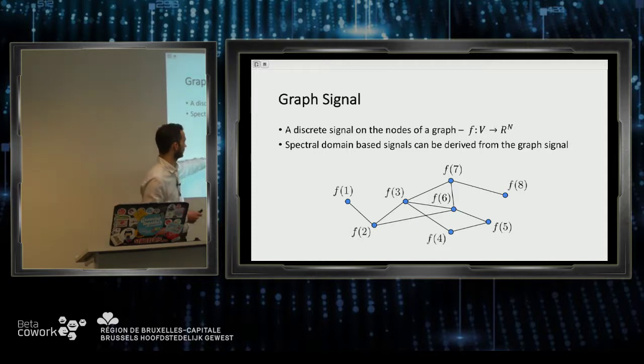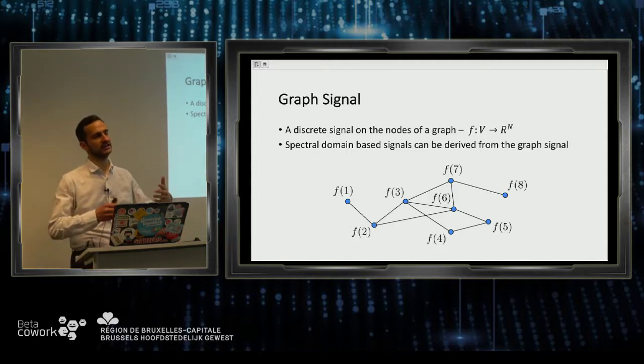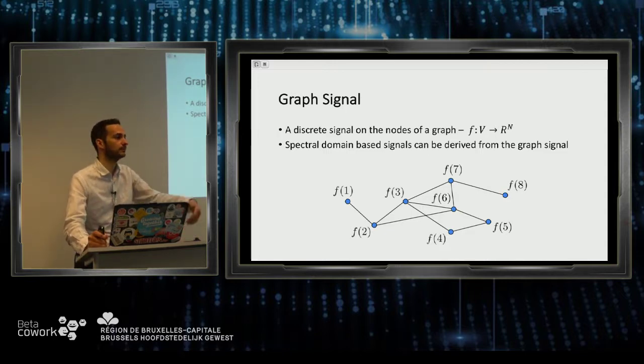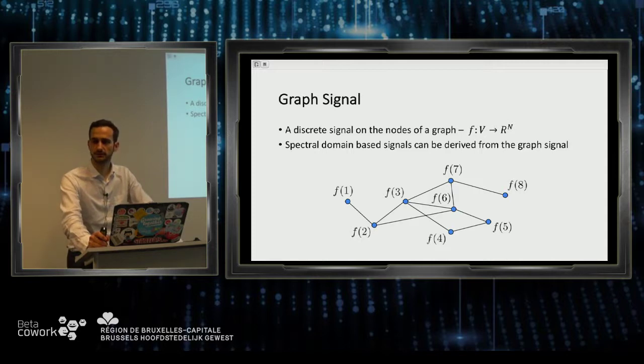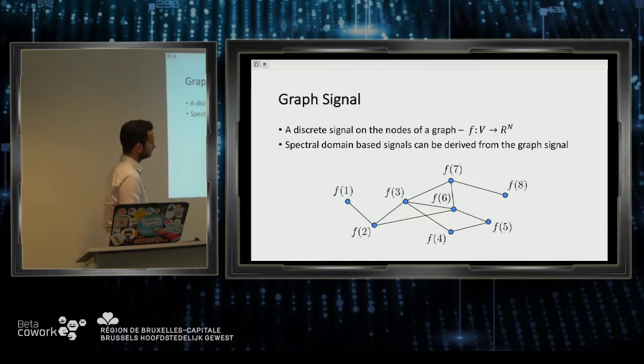And for instance, this here can express the price of this house. You might have houses that are connected because they are on the same street, and also they don't have a distance of more than X, for example, 100 meters. And this F here could express the value of such houses or the characteristics of such houses in terms of number of rooms, in terms of height, in terms of condition, and so on and so forth. All right? So basically, that's a discrete signal on a graph.